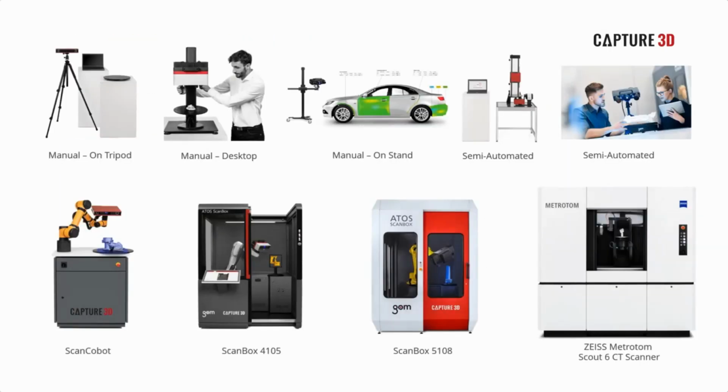ATOS systems, rather, come in different shapes and sizes. You can have manual systems, similar to what you see in the upper left-hand corner with a manual scanner on a tripod, or you can start to enter your journey into automation by finding a scan cobot, or go full automation with the ScanBox 4105 or the ScanBox 5108.